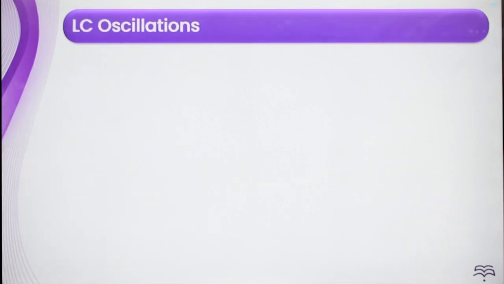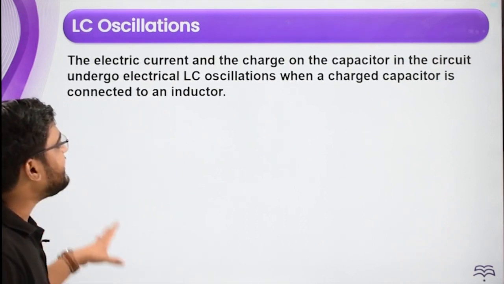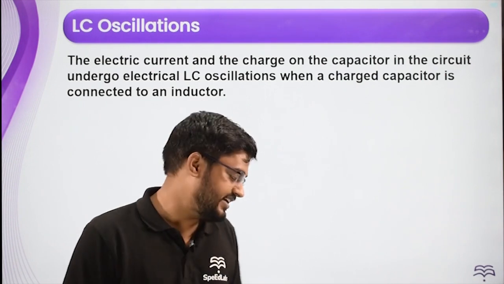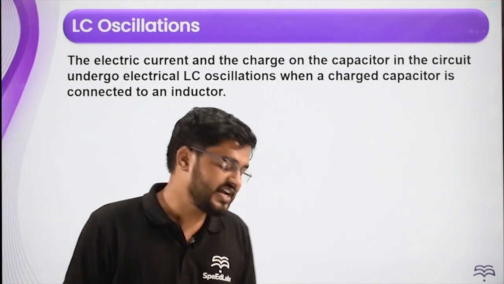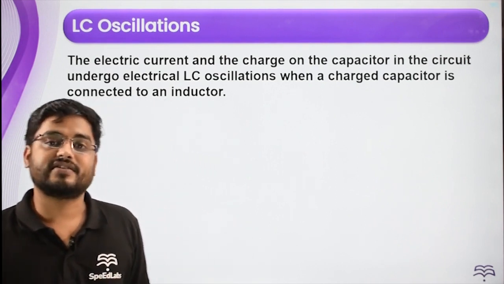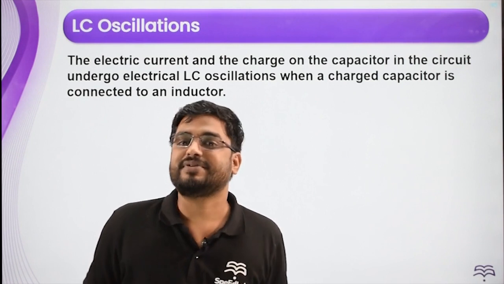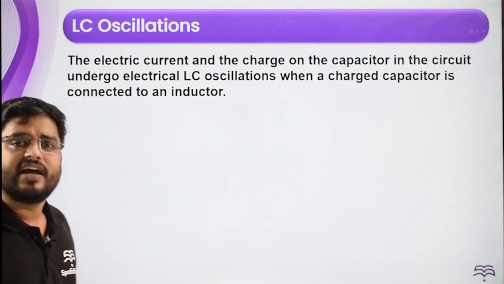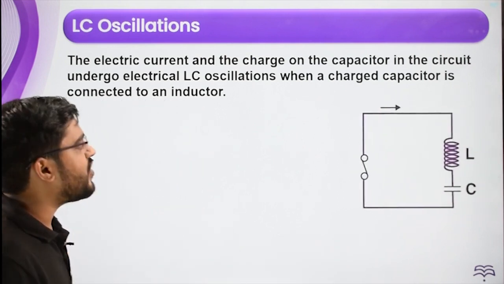Now next is LC oscillation. So what is LC oscillation? The electric current and the charge on the capacitor in the circuit undergo electrical LC oscillations when a charged capacitor is connected to an inductor. So what will happen if you connect an inductor to a charged capacitor? The capacitor will slowly discharge and eventually there will be current in the inductor. So they undergo oscillations.